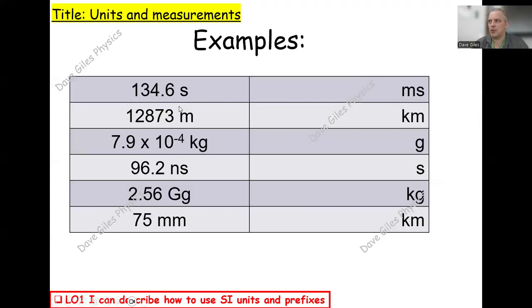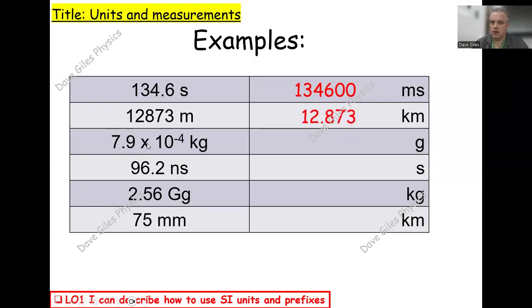So, quick task for you is to convert each of these into what I've put on the right. Okay, so we've got 134.6 seconds. To go from seconds to milliseconds, you times by 1,000. So this number here. We've got meters going to kilometers. So there's 1,000 meters in a kilometer. So it'll go from meters to kilometers. We divide by 1,000. Or you could say divide by 10 to the 3.